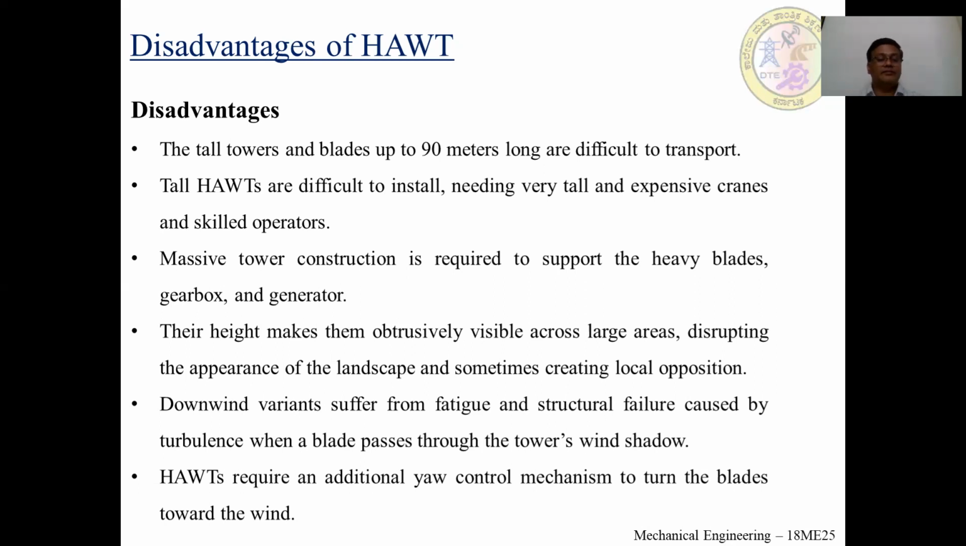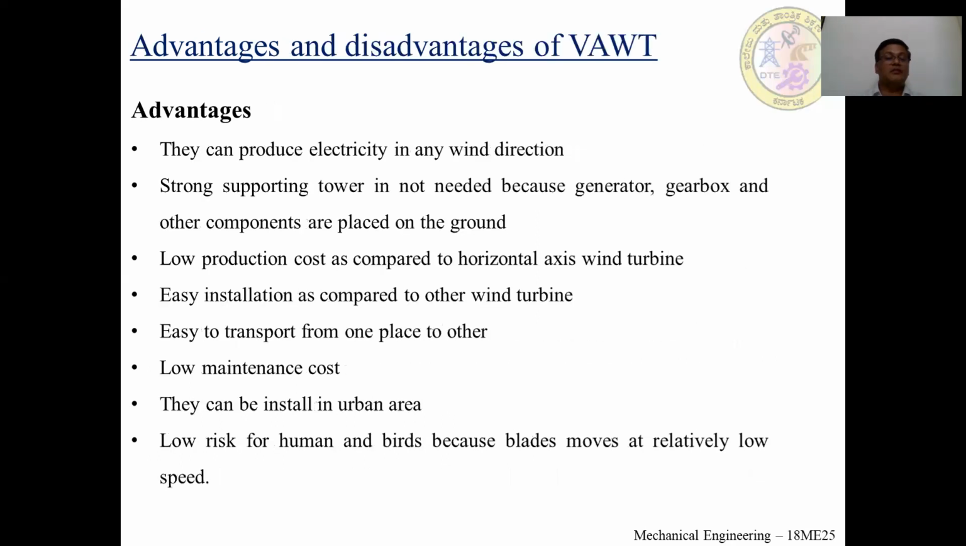And these downwind variants almost always suffer from fatigue and structural failure. These technical things are related to structural analysis. Fatigue and structural failures basically depend on vibration, and the main technical cause for that is turbulence. Due to turbulence, we face fatigue and structural failure in different components of the horizontal axis wind turbine. So these are the few important disadvantages related to horizontal axis wind turbines.